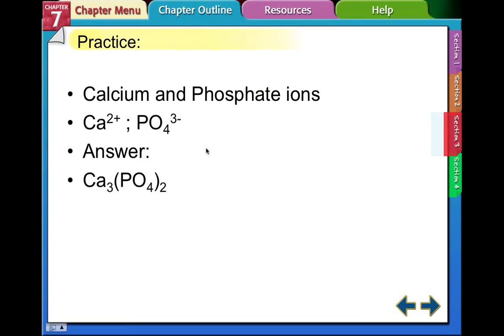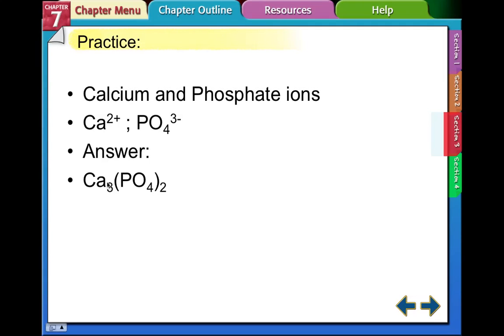Okay, so let's do a couple practice problems. Calcium and phosphate. Calcium, if you look on your periodic table, is a +2 oxidation charge. Phosphate, notice this whole thing is a -3 charge. So we have to balance these out. We have a +2 and a -3. We cannot change this 4 down here. So we have to balance out the +2 and the -3, cross multiply them.